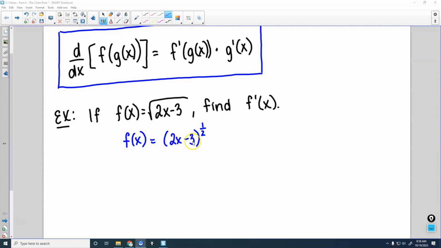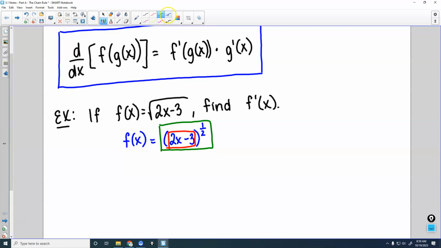So for this function, we have to figure out what we would think of as the outside equation and what would be the inside. So on the outside, what is the operation that we are doing? Yeah, it's that to the 1/2 power, right? We have something in here and it's being raised to the 1/2 power. So that outside box is something being raised to the 1/2 power. The inside function is the 2x minus 3.